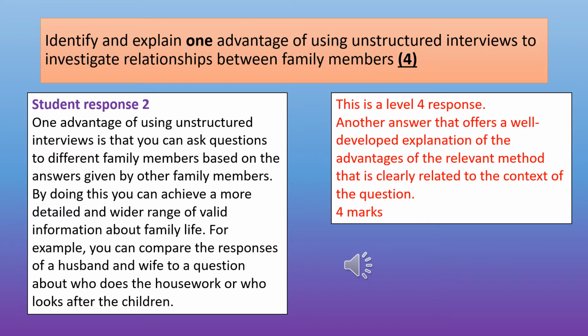This answer is equally a 4-mark answer, and it's really well put together. Look at how it starts off with the advantage. It links it to family members. It shows what doing this will mean for the type of data you get, in this case valid, and then it gives an example of the types of data that you might get and what that means for the research.